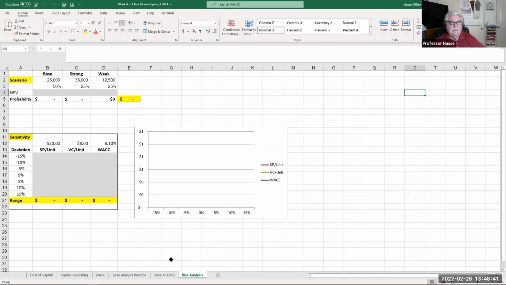We go to maybe a strong scenario. Maybe we can sell 35,000 units a year instead of 25,000. Or what happens if we're in a pandemic or a weaker economy and we can only sell 12,500 units a year? And what we do in this analysis is we weight the probability of those events occurring.